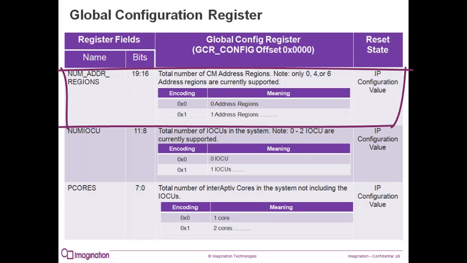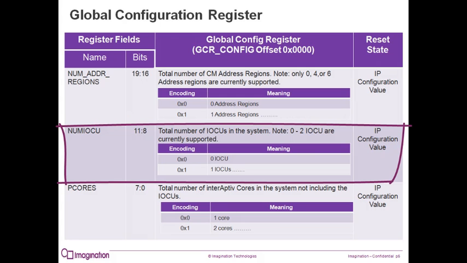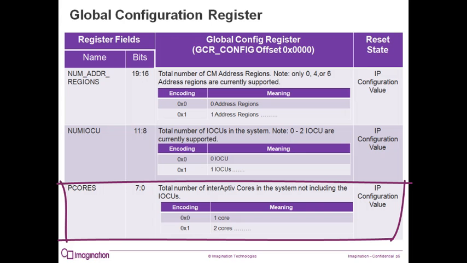You will use regions, for example, to configure an area of memory to be used for memory mapped I/O, or to change the coherency of a region between the L2 cache controller and real memory. I'll talk more about regions later in this section. NumIOCU is the total number of I/O control units in the system. P-cores tells you the number of cores in the coherent processing system.